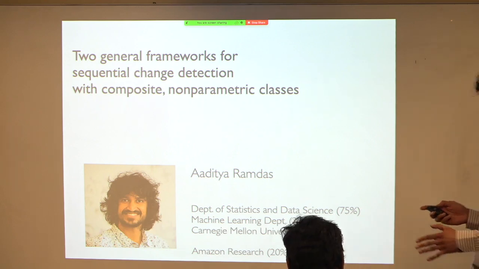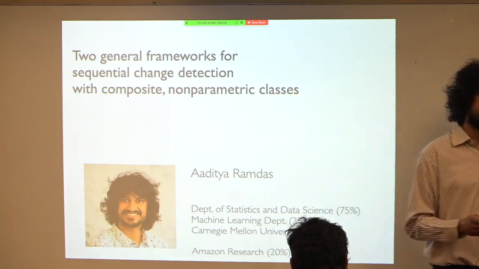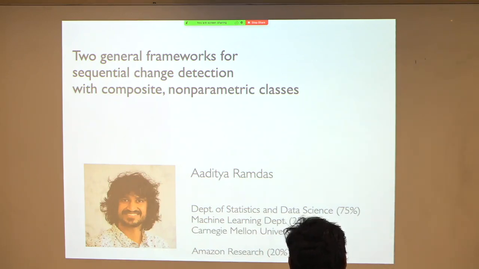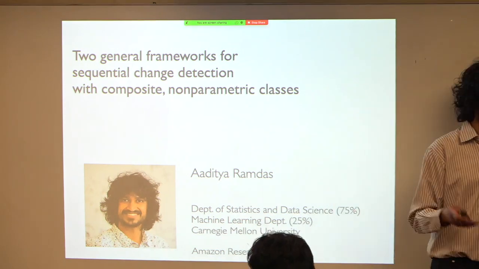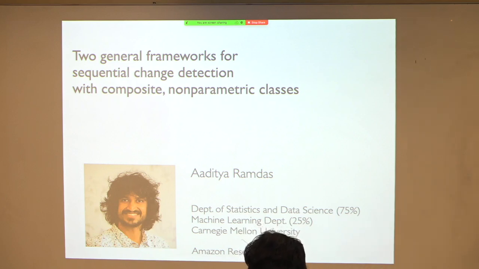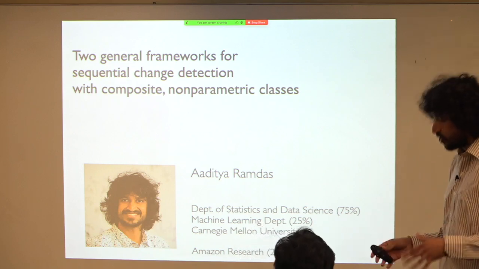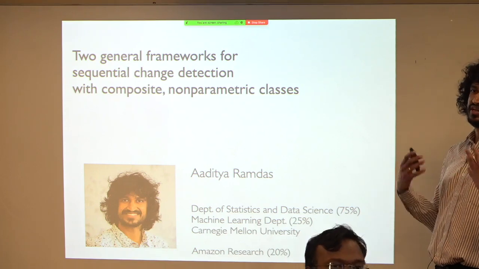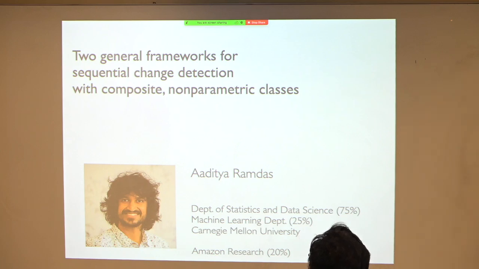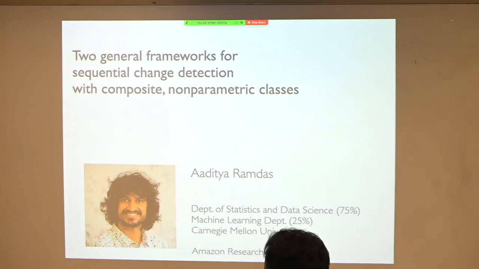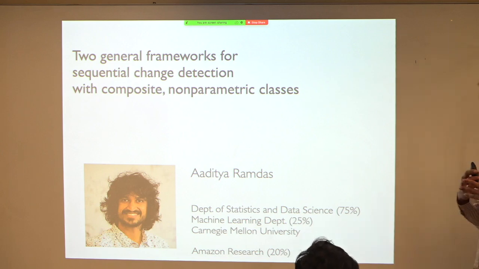So the first one was about game theoretic testing, the second about game theoretic estimation, and the third is going to be about game theoretic change point detection. I'm going to present two general frameworks for sequential change detection, with the focus on composite and non-parametric classes, because most of the literature has developed this very thoroughly for parametric settings, but for composite and non-parametric settings there's not a unified way of doing things. Different people have studied different settings, but what I'm going to show you is a very unified way of dealing with non-parametric change detection.